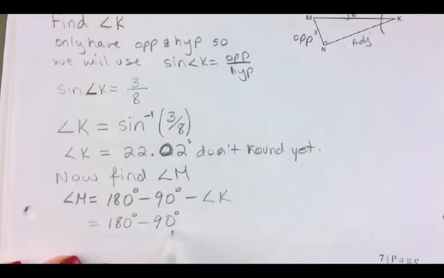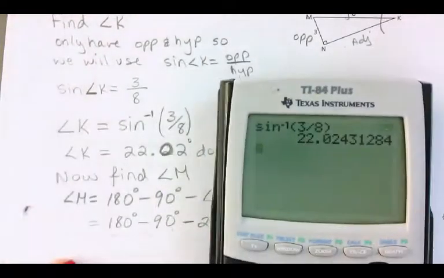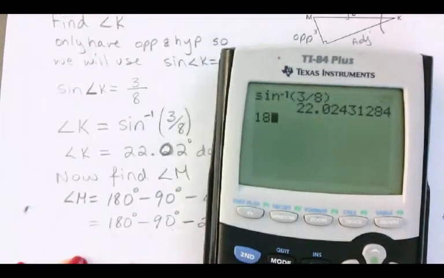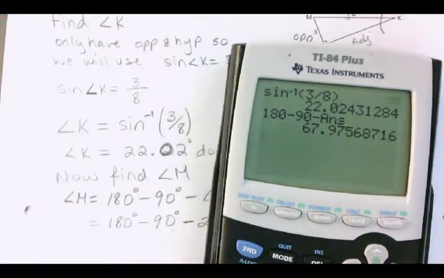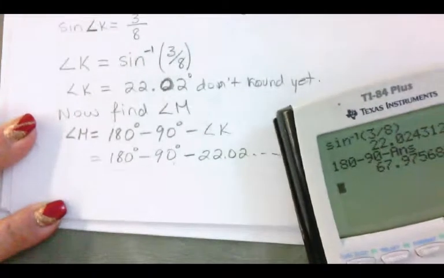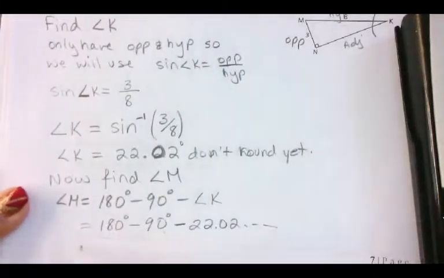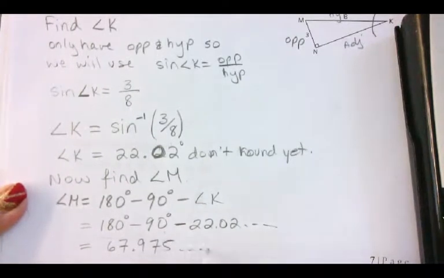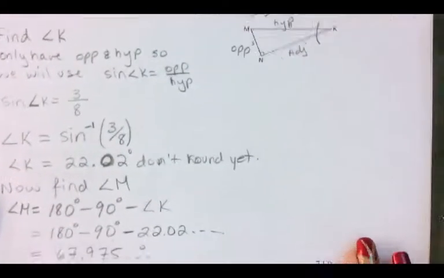Because what does this part here equal? 90. So I'm not clearing this number out of my calculator. So this is what I'm going to do. I'm just going to go 180 minus 90, and then I'm going to go minus second, and then I'm going to bring up my previous answer. So I end up getting this. So this is my unrounded value. 67.975 degrees.